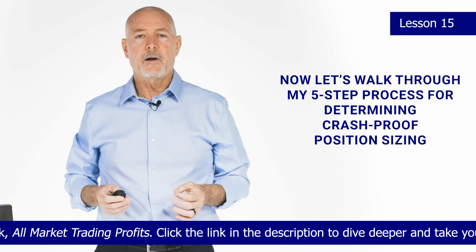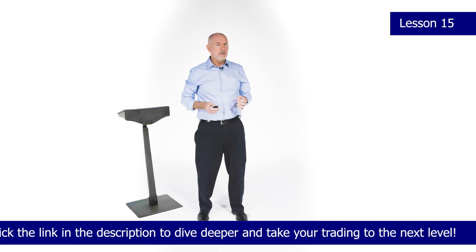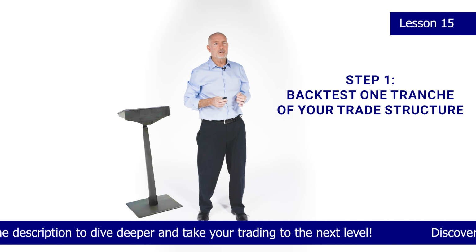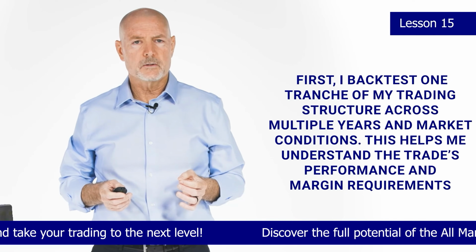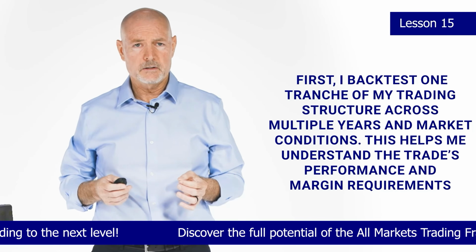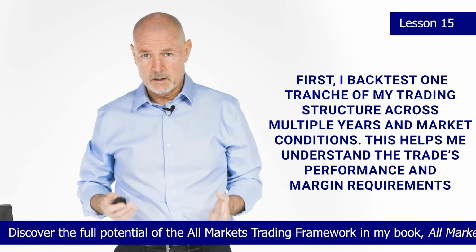Now let's talk through my 5-step process for determining crash-proof position sizing. Step 1. Backtest through one tranche of your structure. First, I backtest one tranche of my trading structure across multiple years and market conditions. This helps me understand the trade's performance and margin requirements.